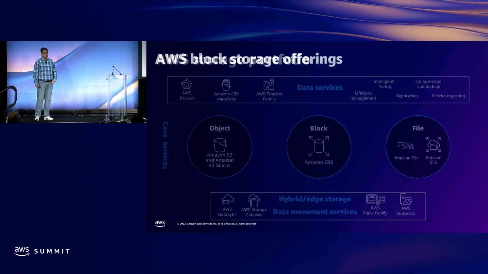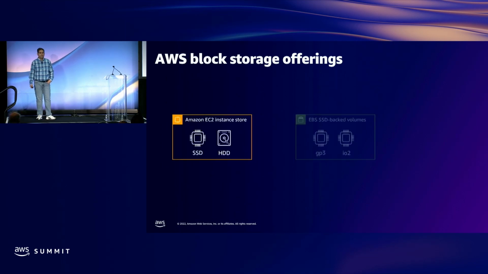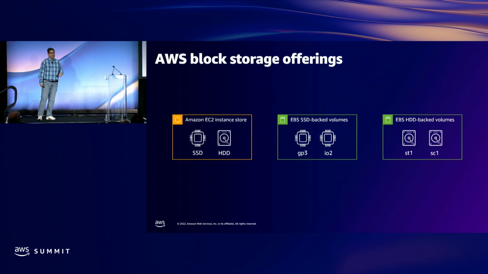Let's start with the basics. When we think about block storage offerings, we really think of three things. We have instance storage, which is SSD and HDD. We have EBS SSD-backed storage, think of our GP3 and IO2 volume types. And then HDD-backed, which is our ST1 and SC1 volume types.